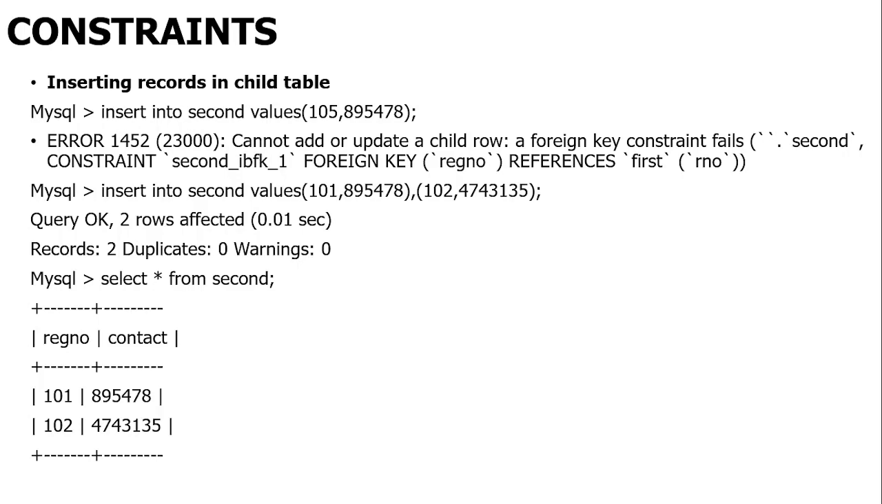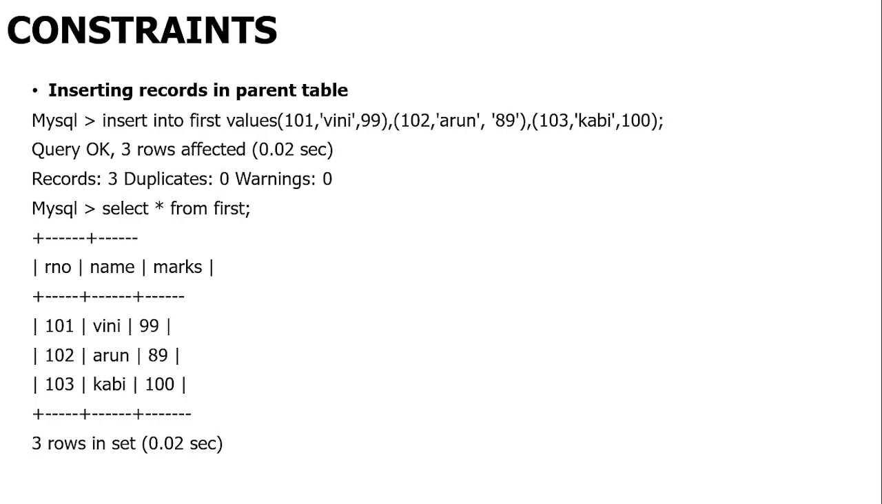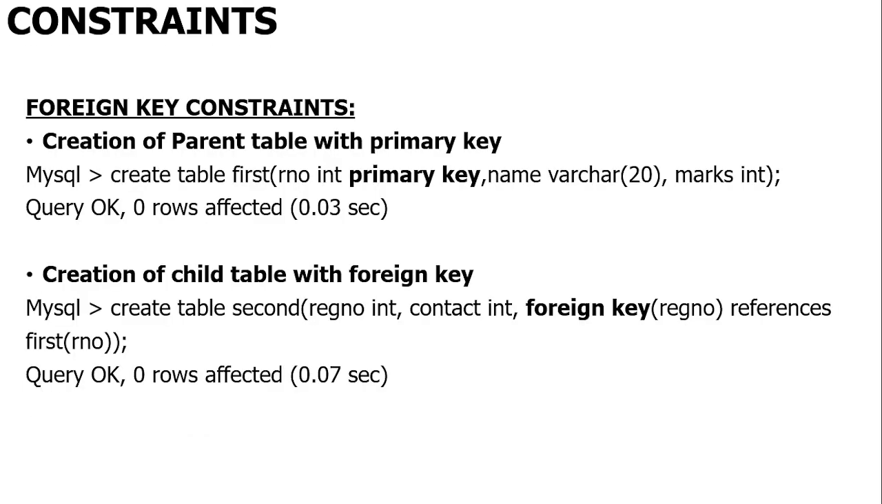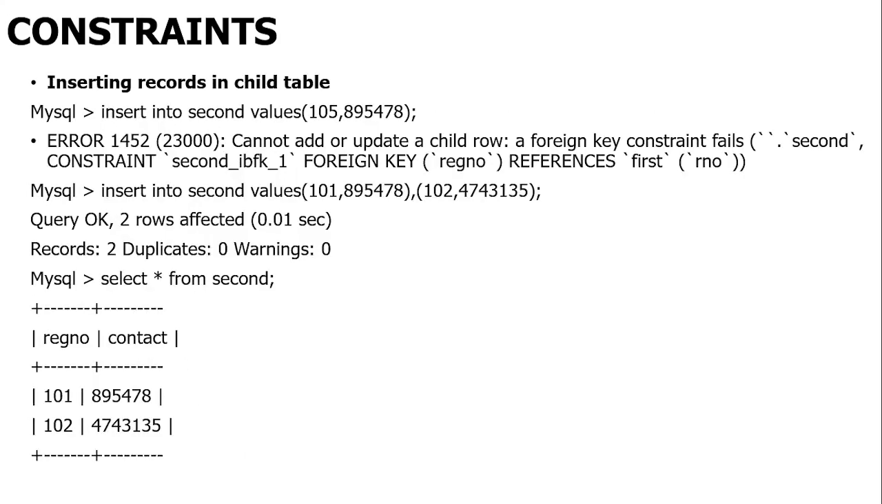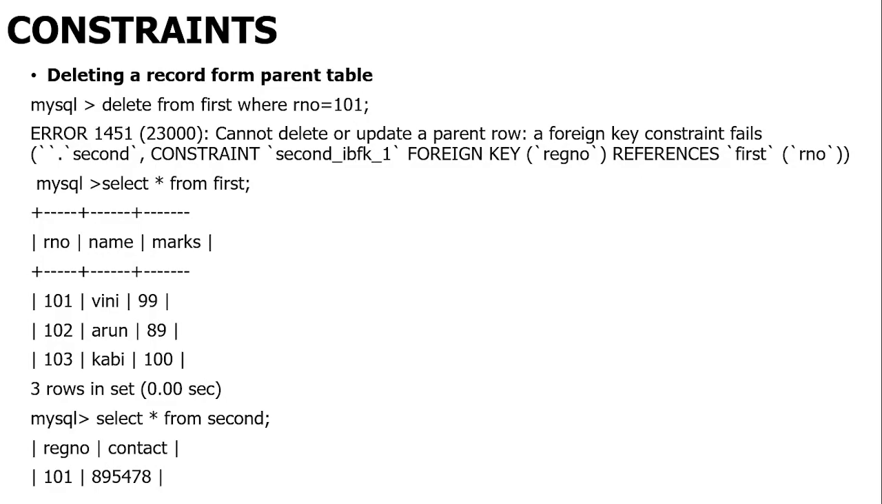So here already I have in my parent table 101, 102, okay, and 103. I can insert now only 101, 102, 103 because I have here foreign key, register number, references first R number. Right, so now here in the second table I cannot insert 105 because it is not available in the parent table. Okay, now deleting a record from the parent table.